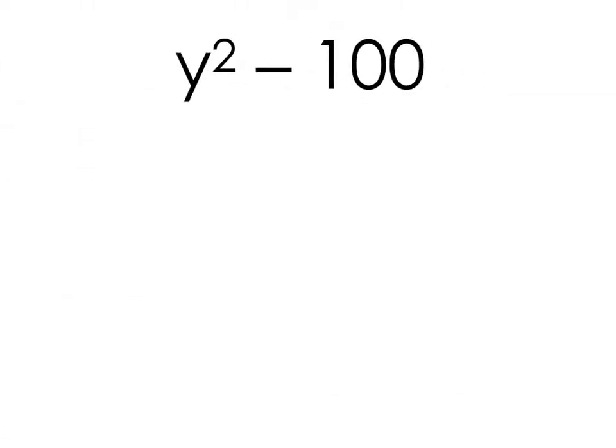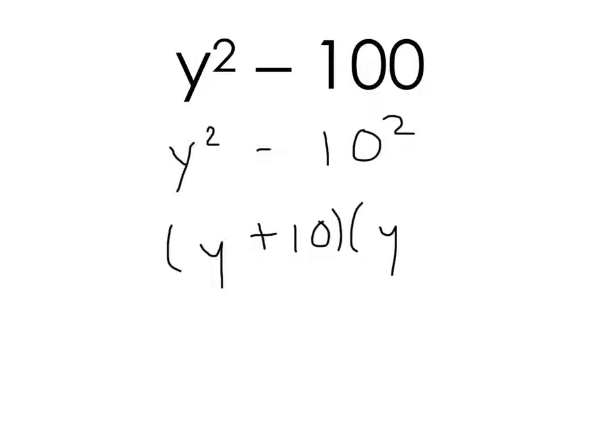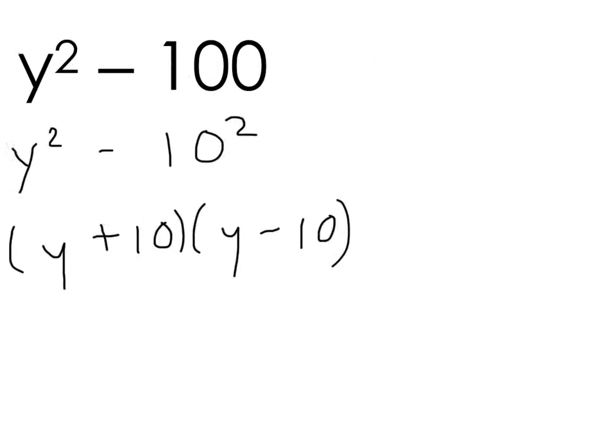y squared minus 100. It's a difference. There's only two terms, and sure enough, this is y squared, and this is 10 squared. So it's y plus 10 times y minus 10. That's cool. I don't even have to think about it.